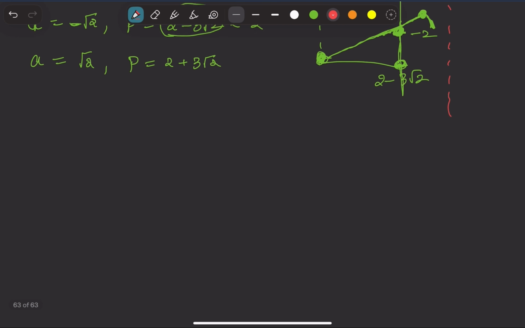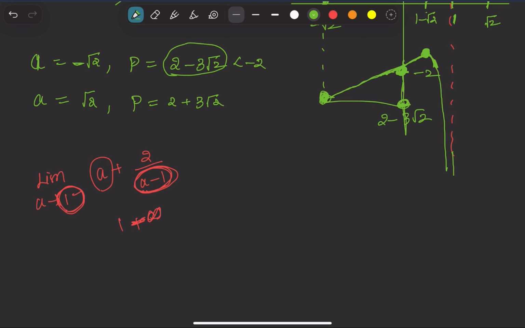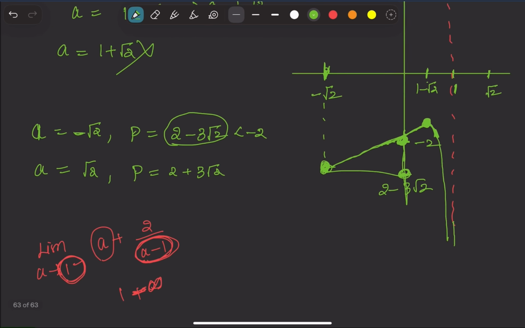Let us say we are approaching a is equal to 1 from the left hand side, 1 minus. So this term will be 1, this tends to 0, but this term will be negative since a is approaching from the left side of 1. So this is 1 minus infinite, which is negative infinite. Since the turning point is 1 minus root 2, it will turn here, and by the time it reaches 1, it goes to minus infinite.